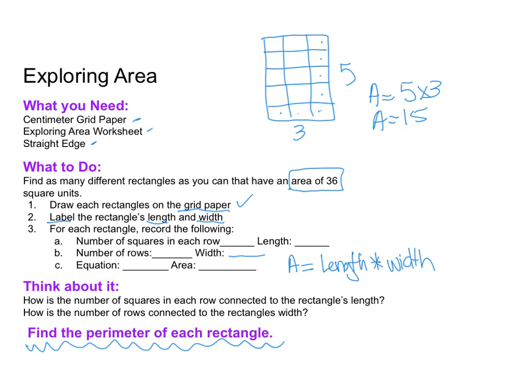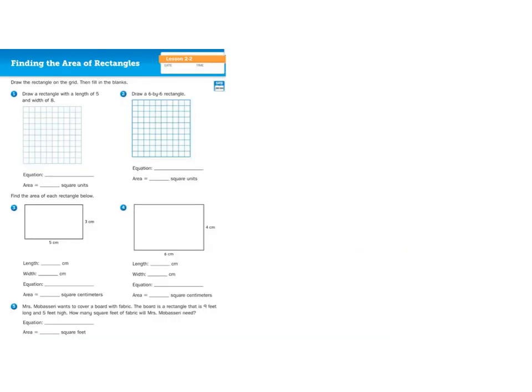Once you've completed exploring area, so that means finding all the different ways to make 36, we would like you to complete Math Journal page 37. On this page, you have 2 problems in which you are solving area using the grid, and 2 problems in which you are solving the area using just a rectangle. Please reach out to your teacher if you have any questions.